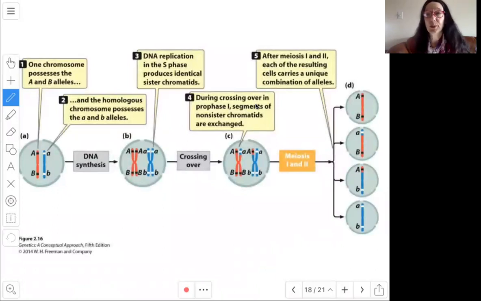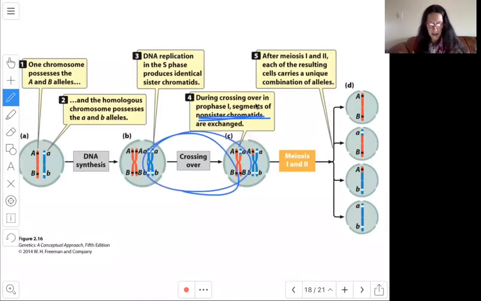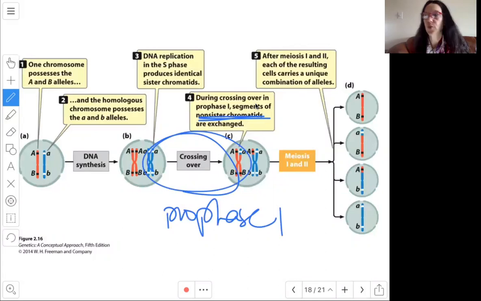This is just another little picture, right? This is exactly what we talked about before. You can see non-sister chromatids exchange pieces. So if crossing over is happening, what phase does this have to be? Yes, my little friends, prophase I. It's just prophase I.